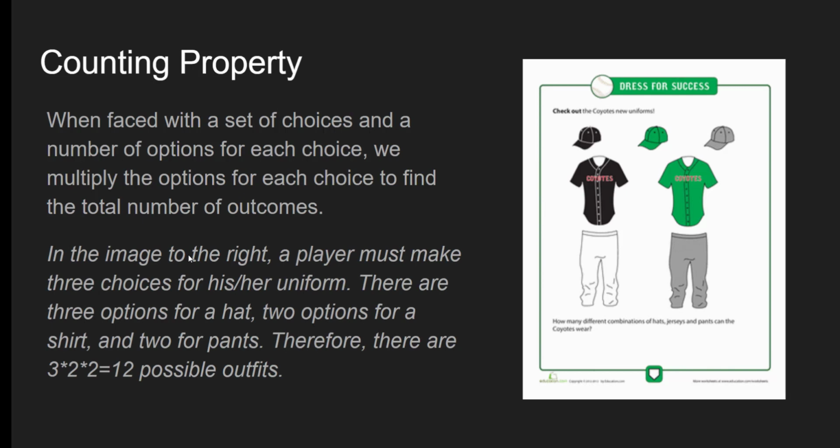So the total number of outfits that are possible using these items here would be 12. And the way that we get that is we take the product of the number of options we have for each choice. So my first choice, 3, my second choice, 2, and my third choice, 2. I find the product of those, and I get 12 possible outcomes.